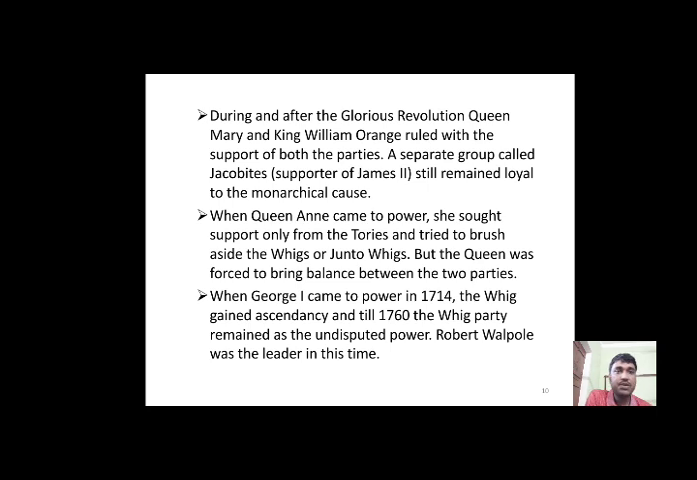Now, during and after the Glorious Revolution, Queen Mary and King William of Orange ruled with the support of both the parties. Now, we have to understand that these two parties, the Whig and the Tory, originated during the 1670s or 1680s, but once they were in existence, they played major roles in every part of rule in Britain. For example, when Mary and William of Orange ruled with the support of both the parties, a separate group called Jacobites still remained loyal to the monarchical cause. So, after the Glorious Revolution, Mary and William of Orange came to power. They were joint monarchs and they ruled with the support from both the parties. They sought support from both the Whigs and the Tories.